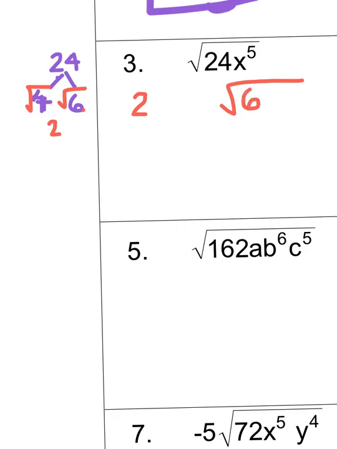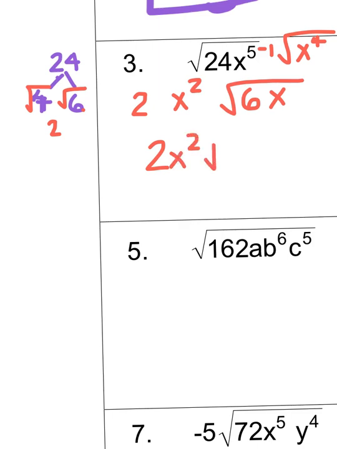Now let's look at the x to the 5th power. Remember, we're going to subtract 1 from the x to the 5th. That one stays under. We would be left then with x to the 4th. The square root of x to the 4th, we simply divide by 2. So that would be x squared. So our final answer is 2x squared times the square root of 6x.